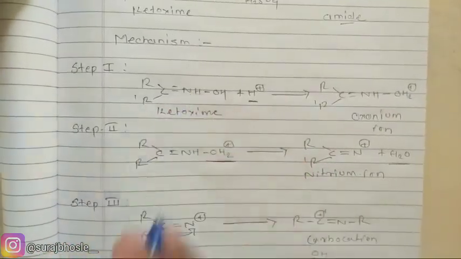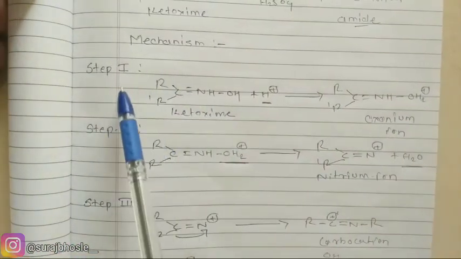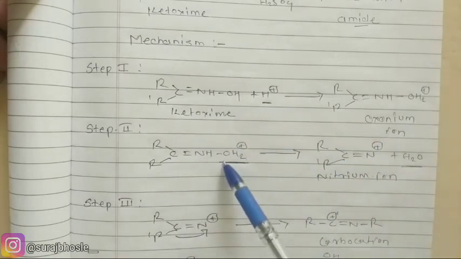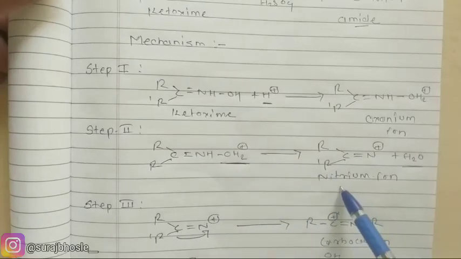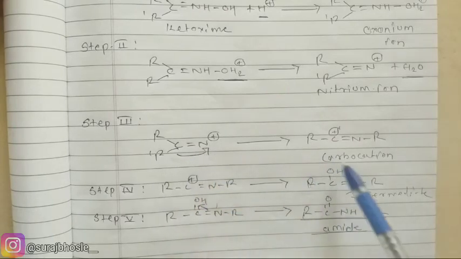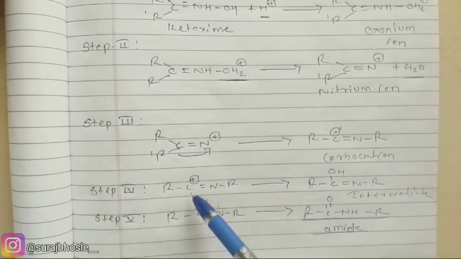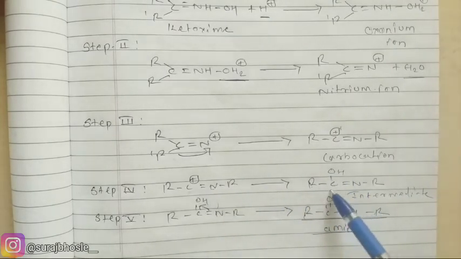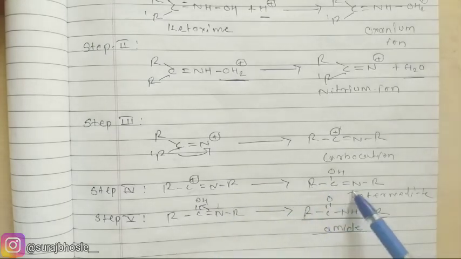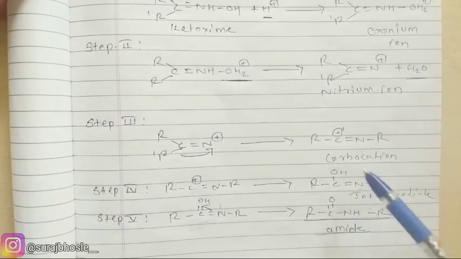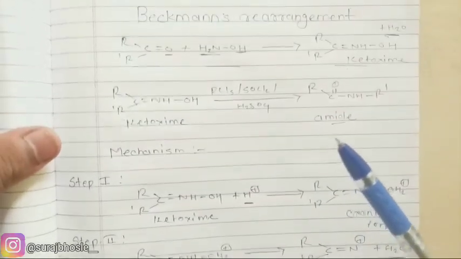So the mechanism of the Bachmann's rearrangement involves 5 steps. In step 1, the ketoxime is protonated to form oxonium ion. Now this oxonium ion loses a water molecule to form nitrenium ion. Now this nitrenium ion rearranges itself to form the carbocation. Now this carbocation undergoes hydrolysis to form this OH. Now this intermediate rearranges, leading to the formation of amide. So this was all about the Bachmann's rearrangement reaction.